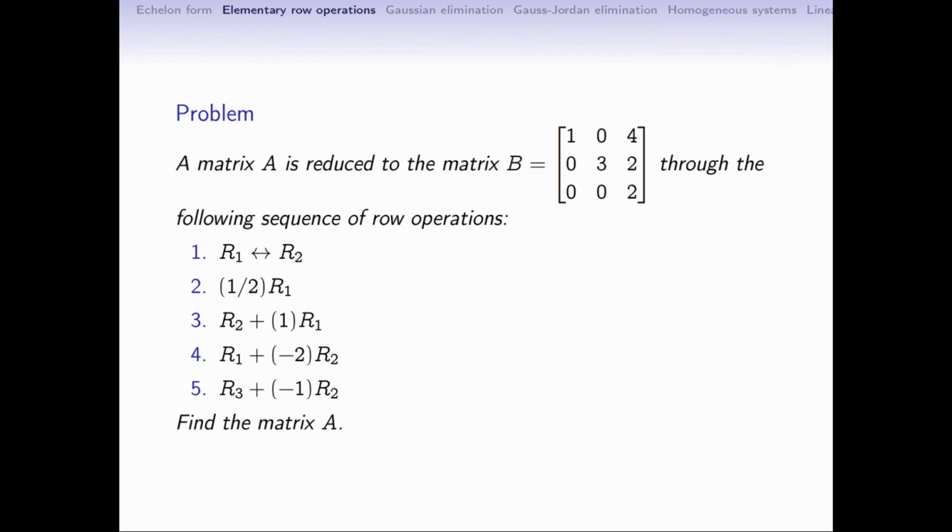Now let's work a problem to reinforce this concept. A matrix A is reduced to the matrix B through the following sequence of row operations. So we have a sequence of row operations that were applied to a matrix A that have brought it to this matrix B. And here's the list of the row operations. We can see we've got a type 1, a type 2, and then a sequence of type 3 operations that have reduced A to B. Now the question is, given that we know what B looks like, what is the matrix A? So join me at the document camera. Let's work through this problem in some detail.